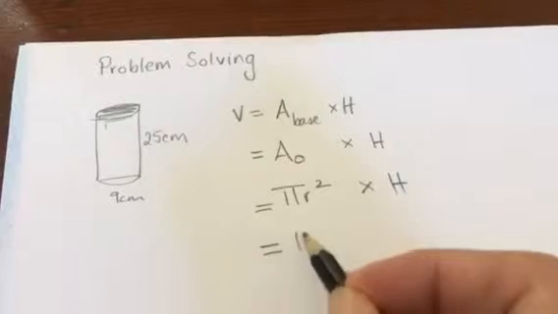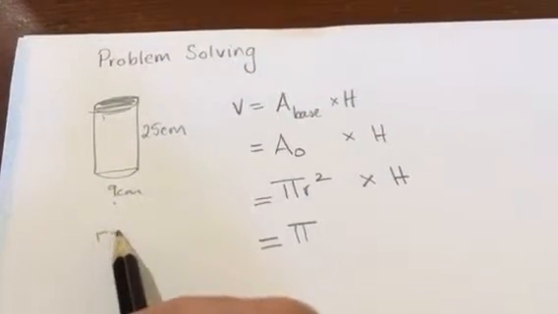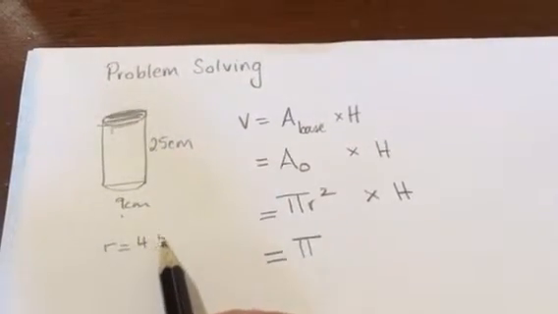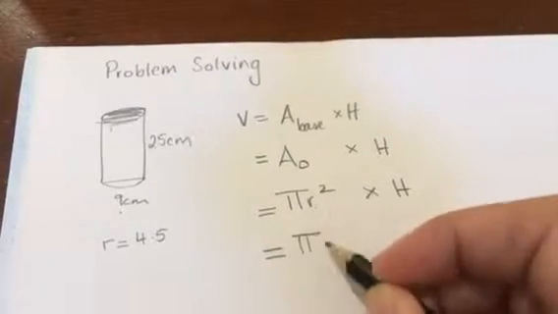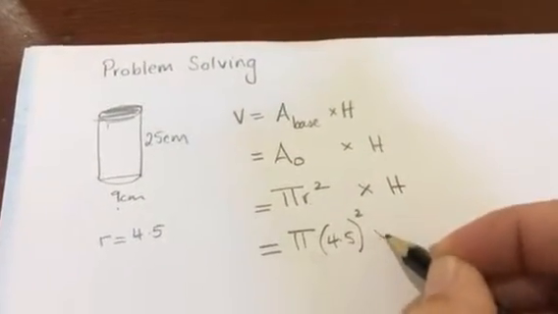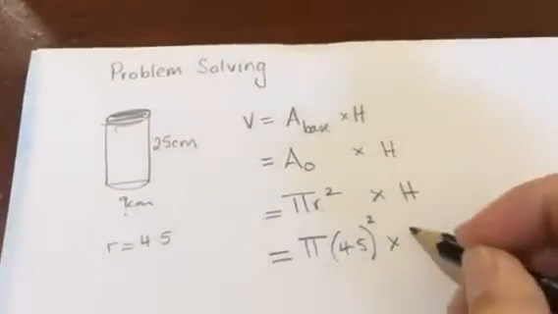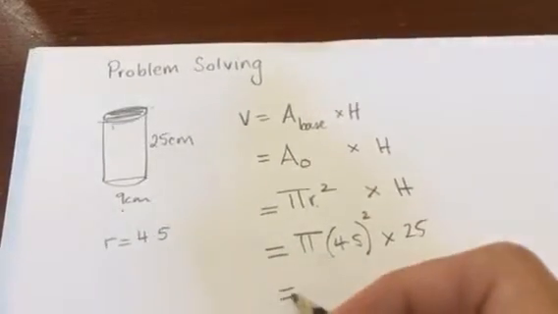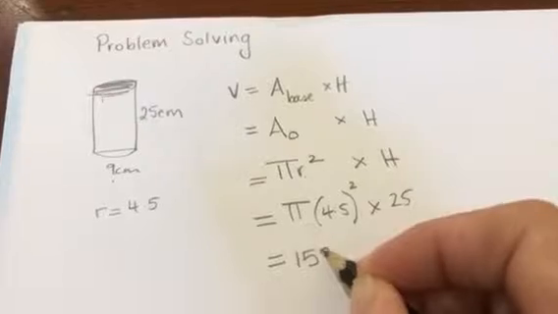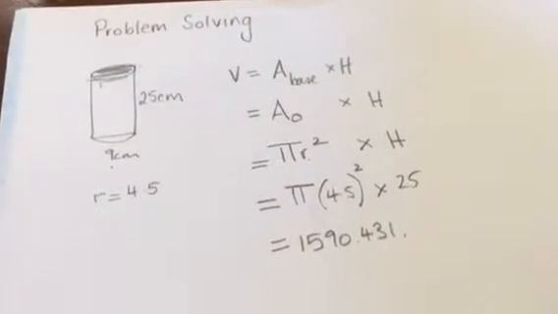So pi times, the diameter was 9, which means my radius is half of that. So 9 divided by 2 is 4.5. So I'm going to replace my r with a 4.5 squared. Times by, now height means the distance between bases, so here to here, which is 25. If I put that all in my calculator, I get 1,590.431. Just take a second and check if that's what you also get.